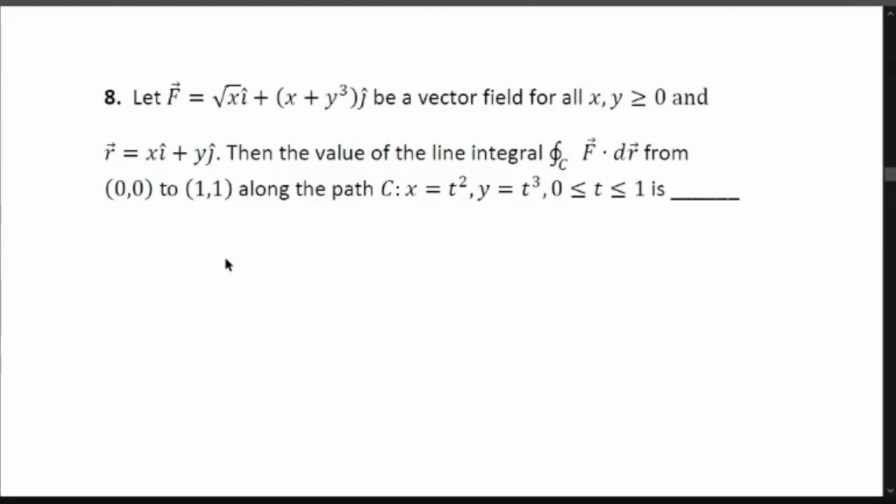Let f be the vector field given by square root of x i plus x plus y cube j for x and y greater than or equal to 0, and vector r is given by x i plus y j. Then the value of the line integral over c of f dot dr from the point 0, 0 to the point 1, 1 along the path c given by x equal to t square, y equal to t cube for 0 less than or equal to t less than or equal to 1 is dash. It's a numerical answer type question, so you have to find the value of the line integral. You can do that.